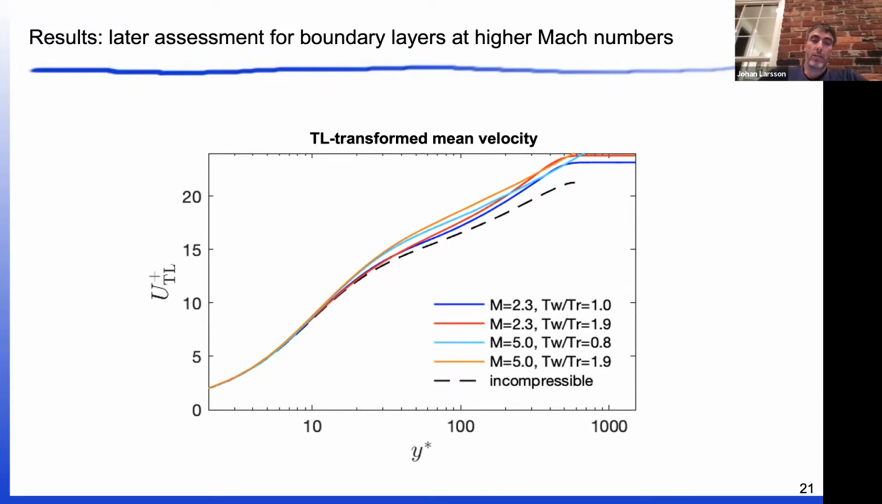And when we then assessed the theory for this, we realized that there was a systematic shift away from the log law as you go to higher and higher Mach number, especially if you keep the wall close to adiabatic. So the orange and blue lines here are Mach 5 instead of Mach 2. And this was really puzzling to me.